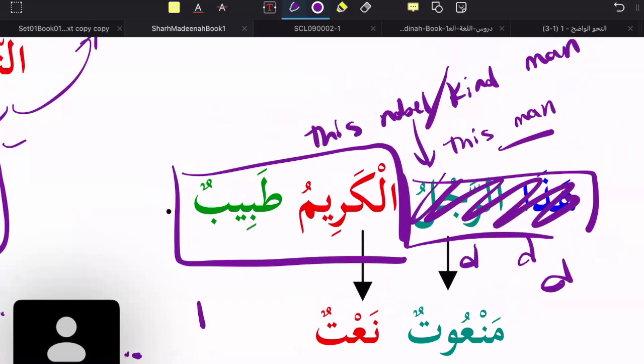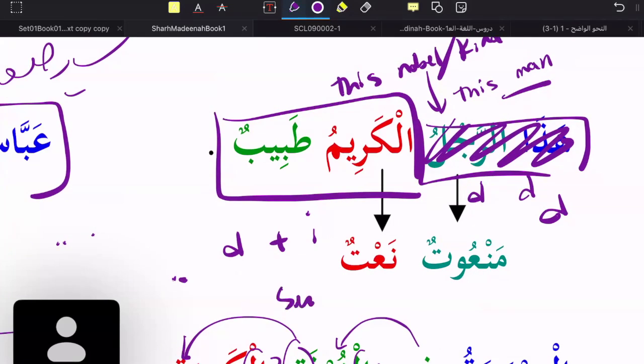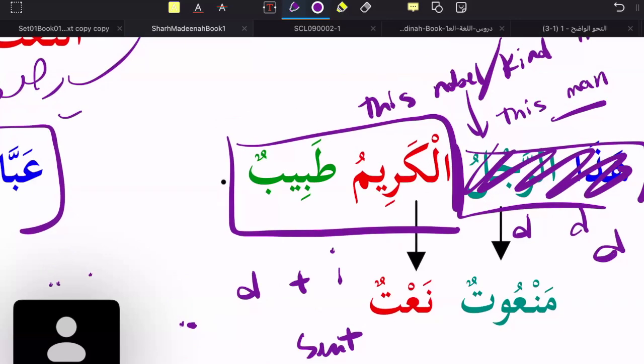First one is definite and second one is indefinite. What should be in your mind? That this is what? A sentence. And you will be right. If you say Al-Karimu Tabib, we have to translate it as a sentence. There is no exception. We have to say the kind one is a doctor. Whether it makes sense or not, that's something else, right? But from the grammatical perspective, we have to treat this one as a sentence.